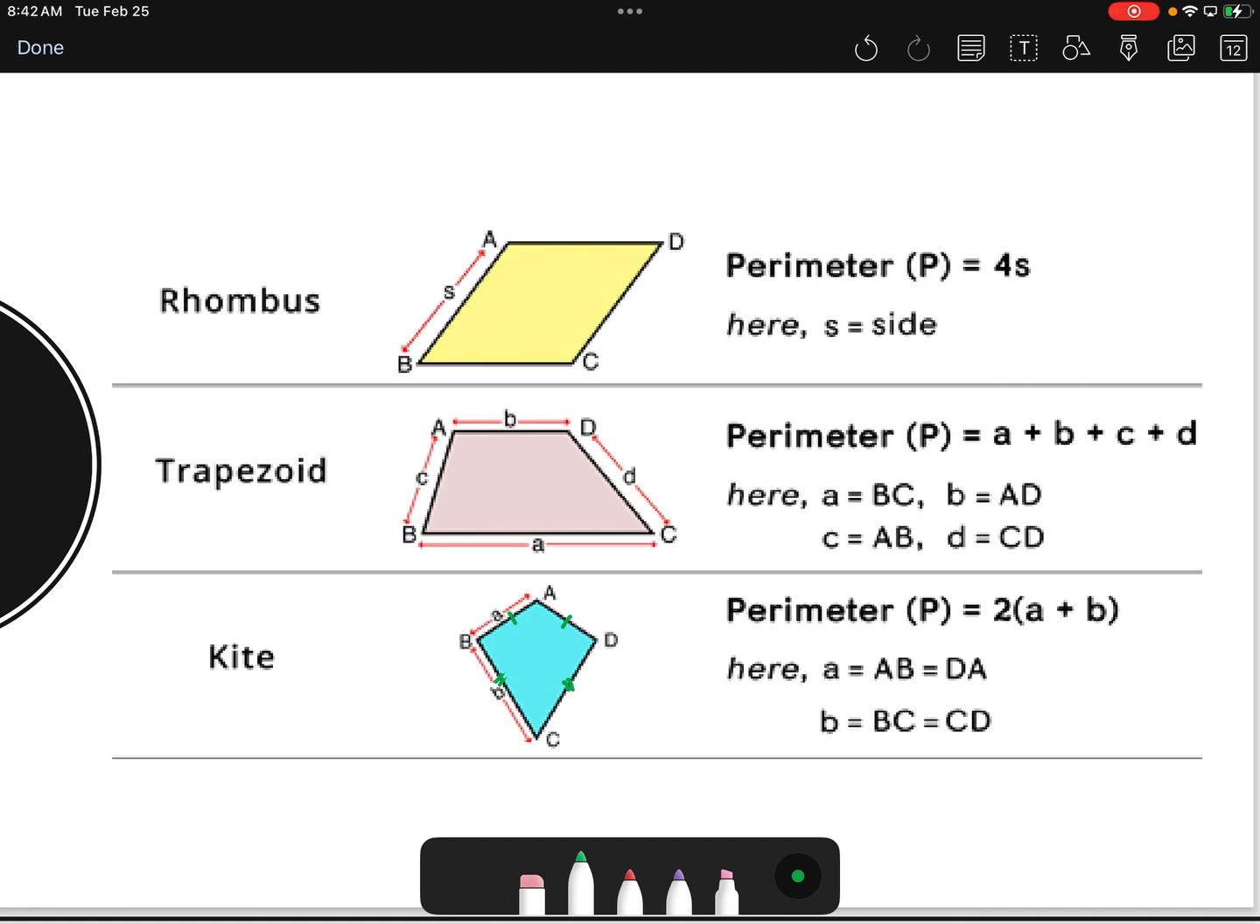Okay, and this will be in the PowerPoint so you can go back in and look at the skeleton notes.